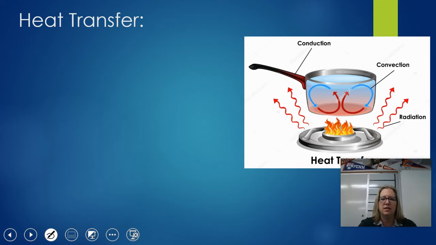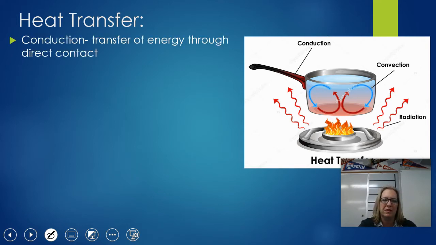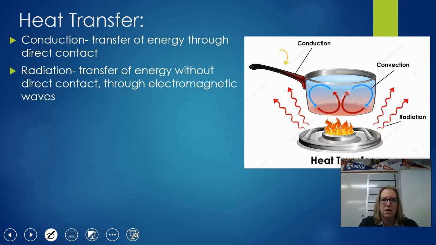Heat can be transferred in different ways. We talked about this in 6th grade. I don't know if you remember it or not, so let's refresh our memories here. Conduction is the transfer of thermal energy through direct contact. If this is a metal pot and this handle is metal, the heat is going to transfer from the hot water into the metal itself, and through that direct contact, it's going to transfer into your hand and you're going to burn yourself. That's conduction. Things need to touch for conduction.